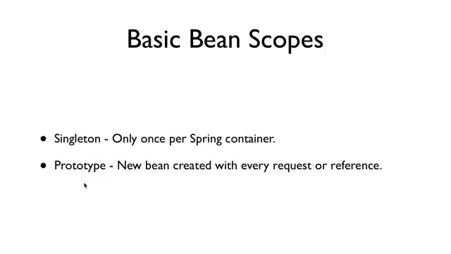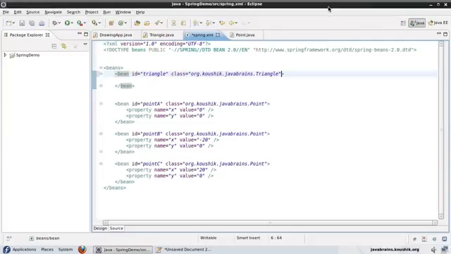But in the case of a prototype, when the context is being initialized, the bean does not get created. It gets created for every reference to a get bean or for every reference of an object that is dependent on this object. So the way to specify the scopes for any bean is to go to the bean definition and enter the scope over here.